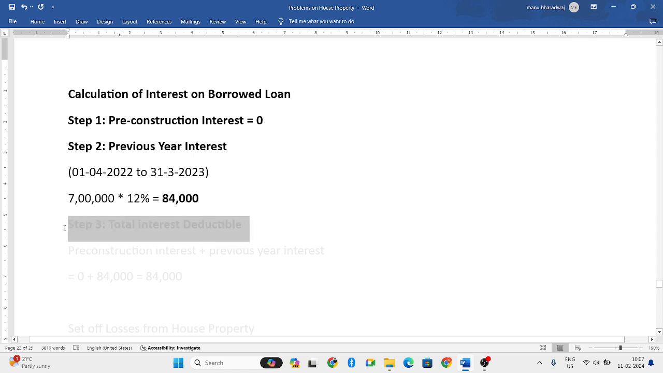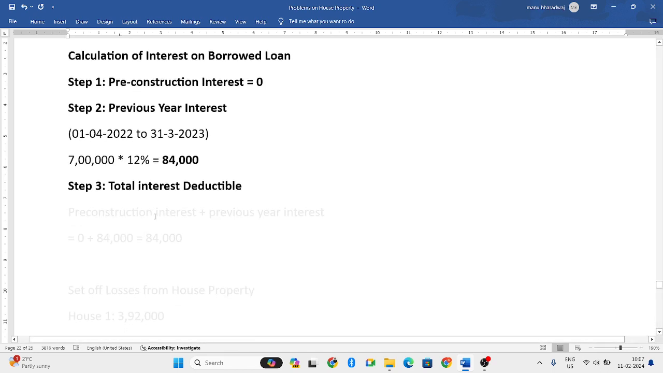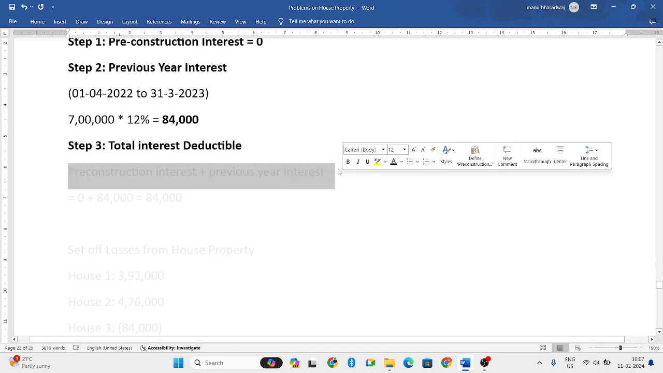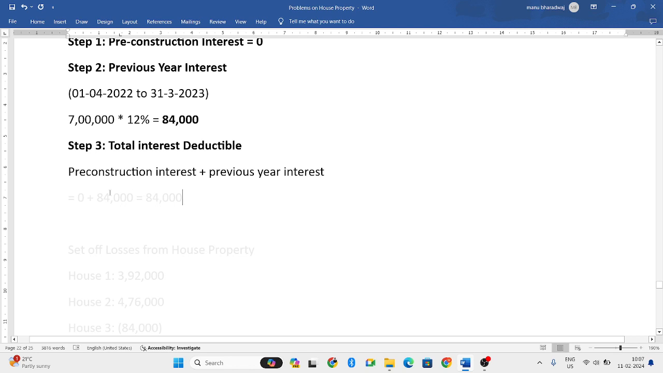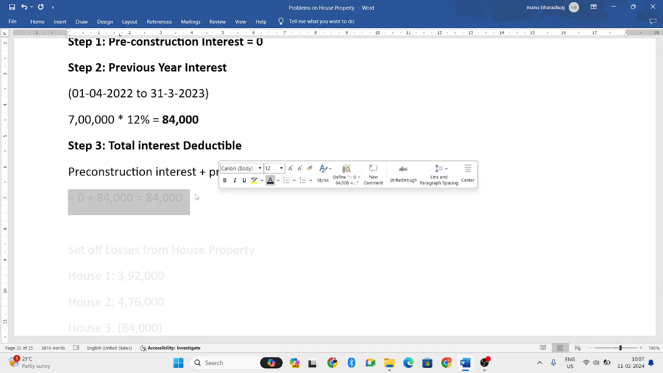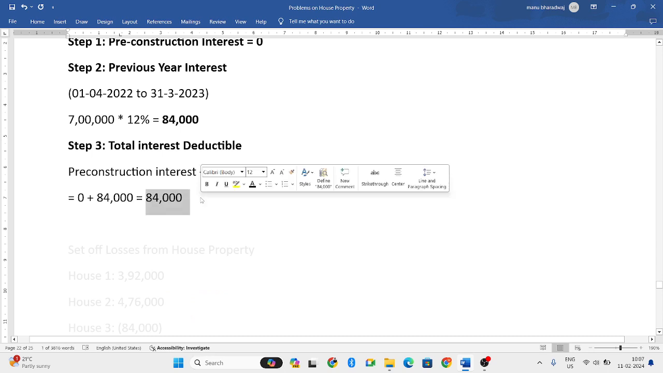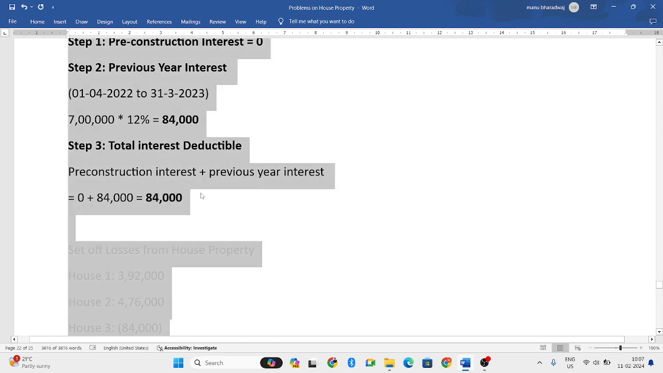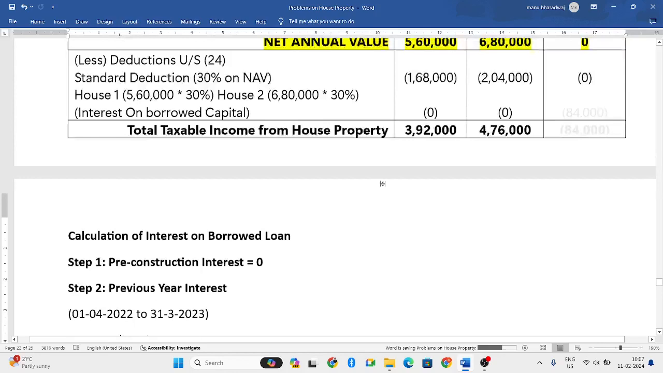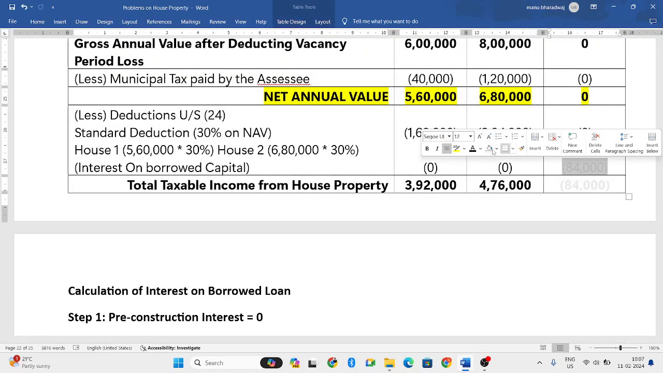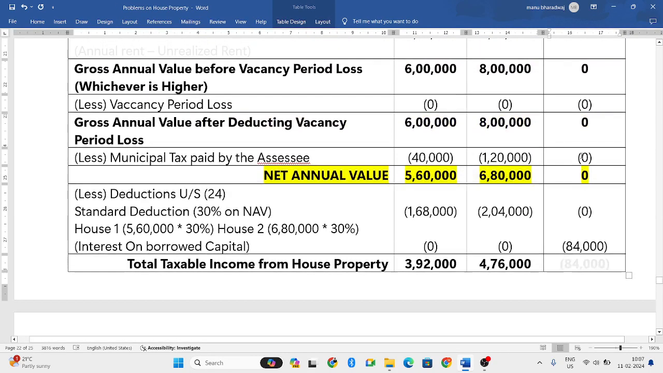In step 3, you have to find the total interest deductible. It is pre-construction interest plus previous year interest. Pre-construction interest is 0, previous year interest is 84,000. 0 plus 84,000 will be 84,000. So 84,000 is the interest deductible, and we get a deduction of 84,000. So 0 minus 84,000 will be minus 84,000. So we have two houses giving profit and one house giving loss.